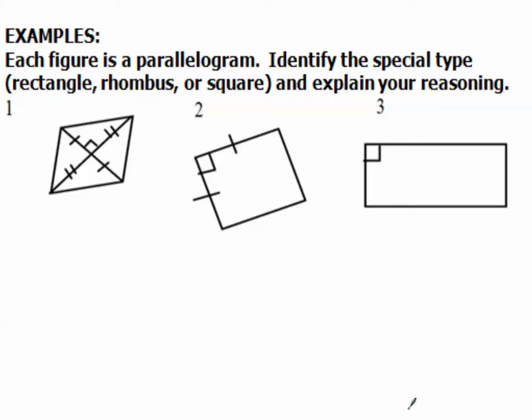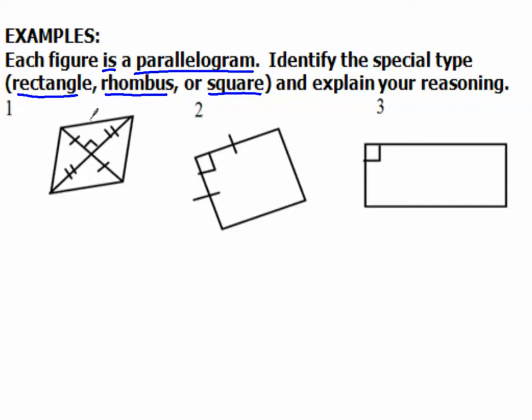Let's now work some examples that pertain to parallelograms and the specific types of parallelograms. Each figure is a parallelogram, so that is given to us. It is a parallelogram. Not asking us, is it? It is. Identify the special type of parallelogram, so we will either call it a rectangle, a rhombus, or a square. Explaining our reasoning, giving one of the properties listed on the list of properties side.